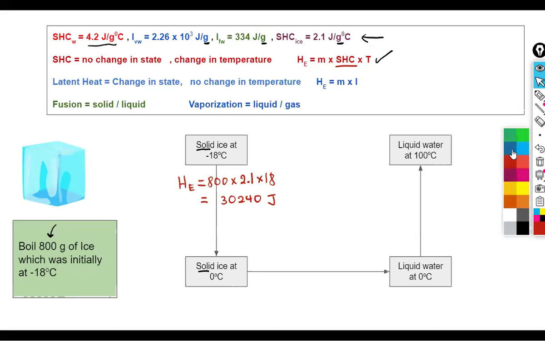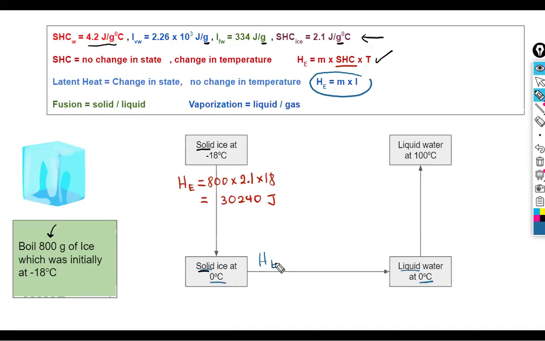Now, the next part is going to be the blue formula because it's going from what? 0 to 0. No change in temperature, but it's going from solid to liquid. So there is a change in state. So it's the blue formula. So the amount of heat energy, right?